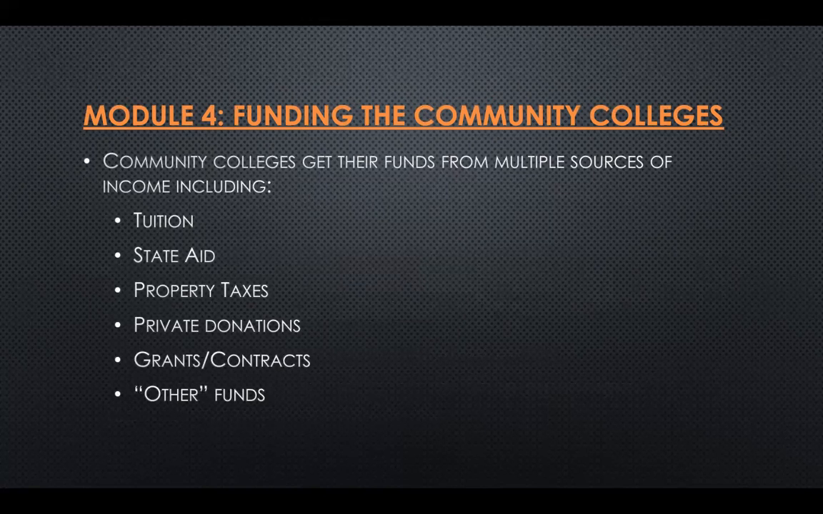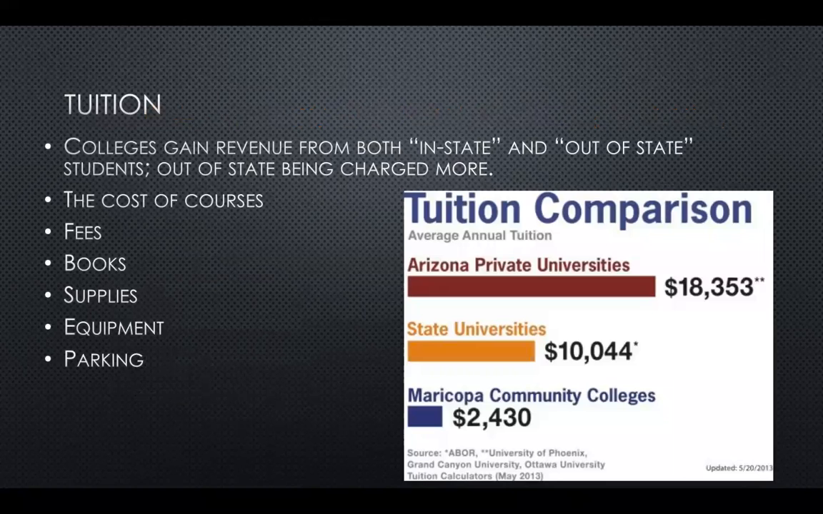Module 4, funding the community colleges. Community colleges get their funds from multiple sources of income, including tuition, state aid, property taxes, private donations, grants and contracts, and other funds. Tuition. Colleges gain revenue from both in-state and out-of-state students, out-of-state being charged more. The cost of courses, fees, books, supplies, equipment, parking, and others.